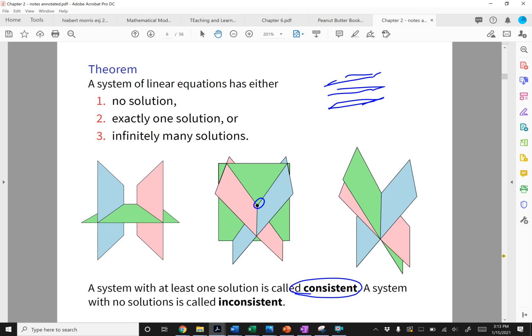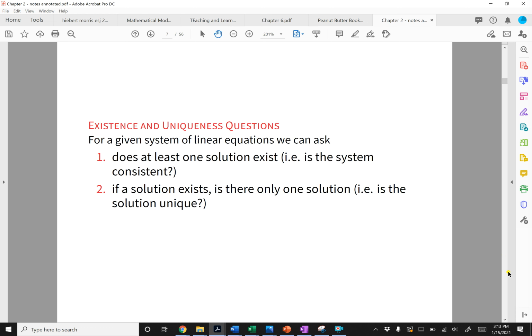If there's at least one solution, we call it consistent. And if there's no solution, it's inconsistent. Consistent can mean one solution or infinite. It doesn't matter. As long as it's got a solution, it's called consistent. So these are often the first things we're looking for when we have a system.